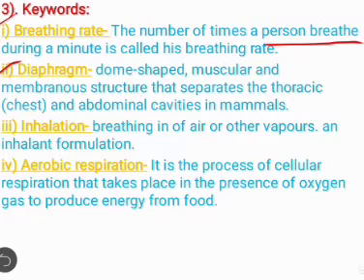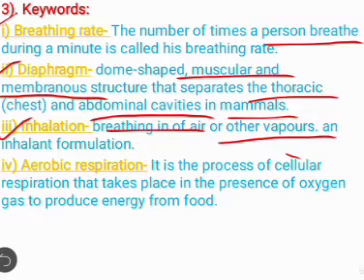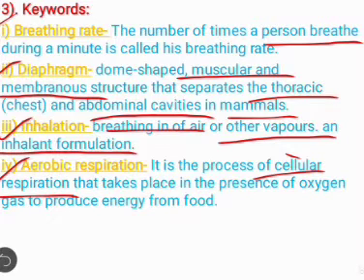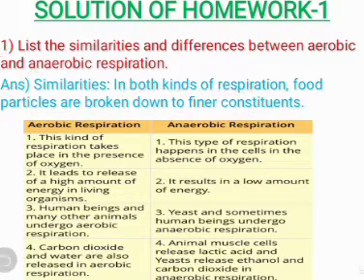The second one is diaphragm. The dome-shaped muscular and membranous structure that separates the thoracic or chest cavity from the abdominal cavity in mammals is called the diaphragm. The next keyword is inhalation. Breathing in, taking in of air or other vapors, is called inhalation. The fourth point is aerobic respiration. It is the process of cellular respiration that takes place in the presence of oxygen to produce energy from food. So this is the solution of your homework. If you want to take a screenshot of your solution, you can take it.